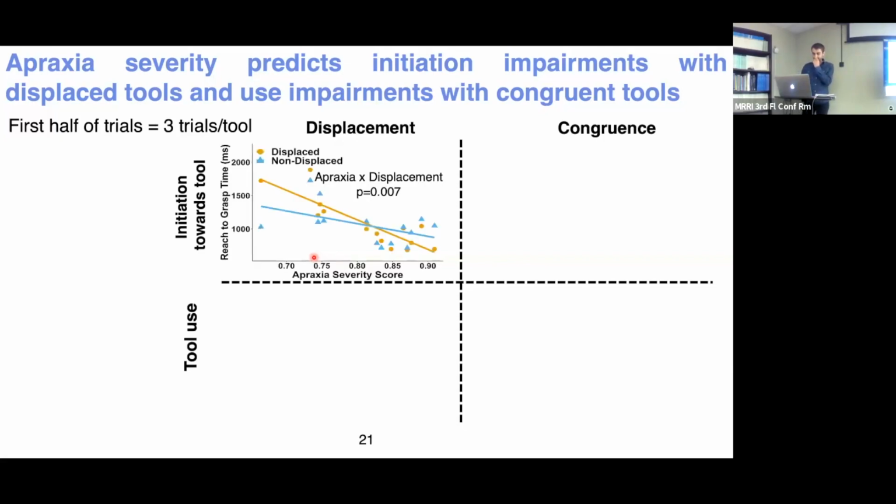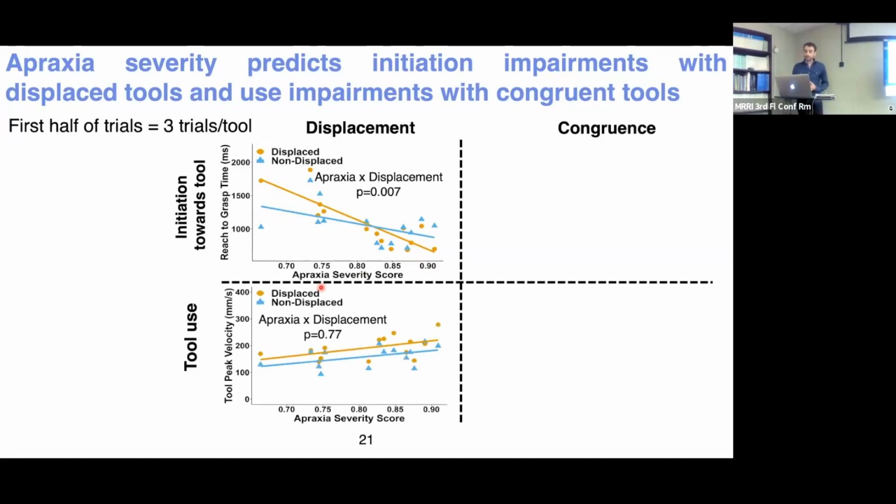So we first look at the effect of apraxia severity on the initiation phase with respect to the lateral displacement. And we found an interaction between apraxia and lateral displacement. Here is the apraxia severity score. Participants on this side of the axis are more apraxic patients, and here are less apraxic patients. What you can observe is that more apraxic patients are slower to initiate movement towards laterally displaced tools. The relation was not as steep for non-displaced tools. So the displaced tool is this one, and non-displaced is the blue one.